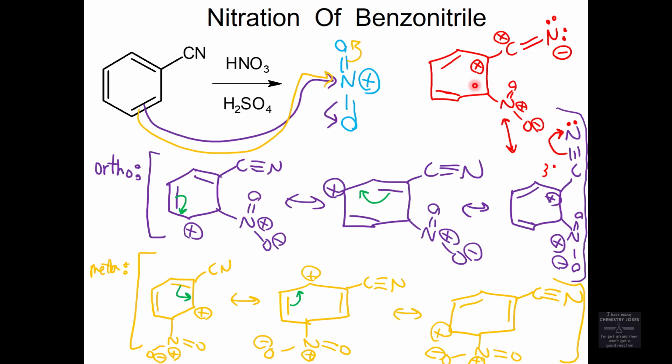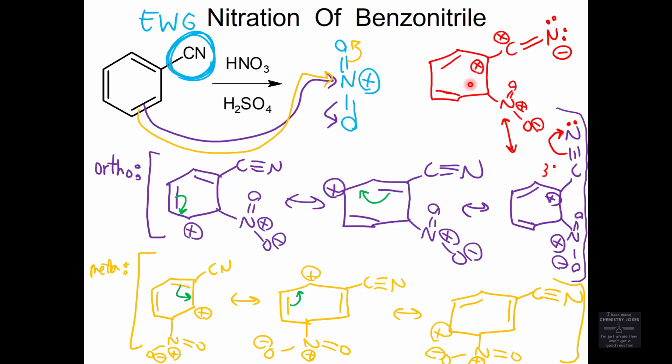Because sometimes groups can donate by resonance, and sometimes they withdraw by resonance. And this is actually a sign of cyanide withdrawing by resonance. This group is not a donor, it's an electron withdrawing group. And that red structure shows me how that can withdraw. Two positives next to positives, really, really bad.